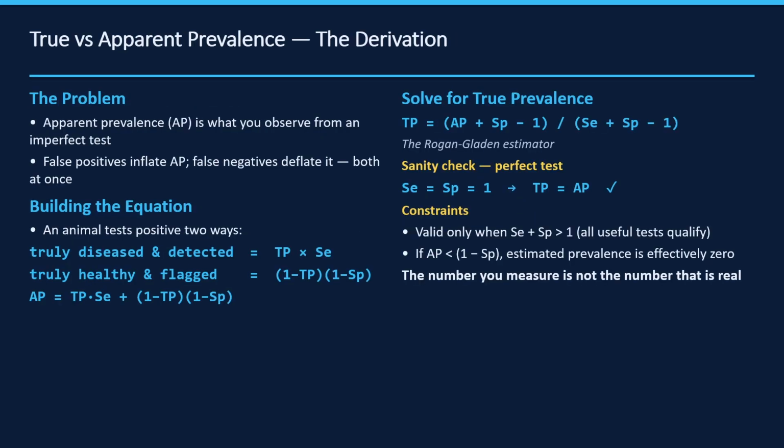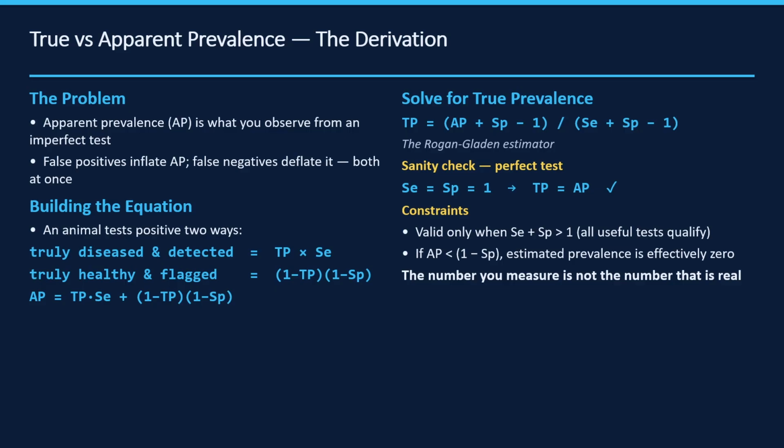Honest truth about field data. The prevalence you measure is not the prevalence that exists. What you measure is apparent prevalence, the proportion of animals that test positive. False positives push that number up. False negatives pull it down, and both are happening at once.